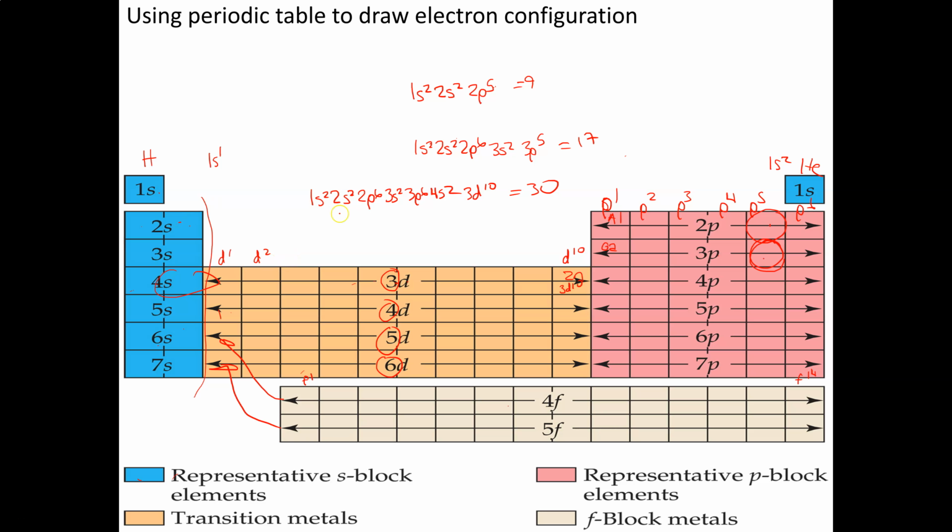Because what you're doing when you're doing this Aufbau principle electron configuration is going from lowest energy to highest energy. So the lowest energy electron is the 1s here. The highest energy is the 3d10.